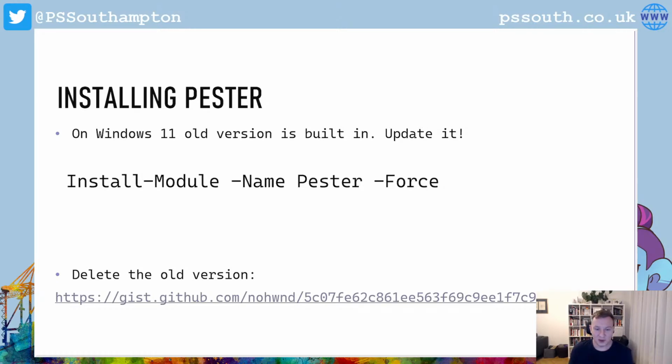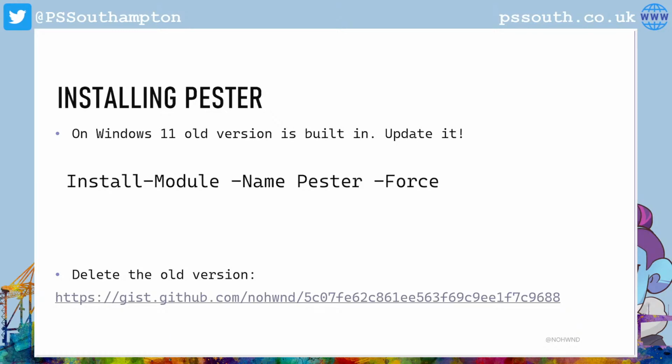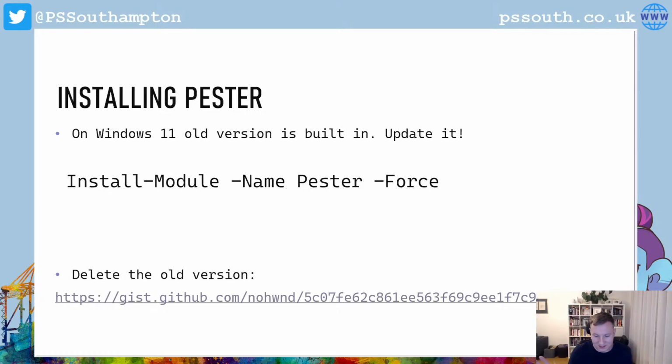Okay, so installing Pester. On Windows 11, there's a very old version built in, as well as on Windows 10, it's version 3 or 3.4, and you definitely need to update it to version 5. For that, you can just use Install-Module and grab it directly from the PowerShell Gallery. And you can also delete the old version. If you go to my GitHub, there is this gist, which you just run as admin and it will try to delete all the files. They are system files, so it's a bit more difficult getting rid of them, but the script automates this for you. So it's very easy to run on all your Windows 11 installations, because almost no one wants to run that old Pester.